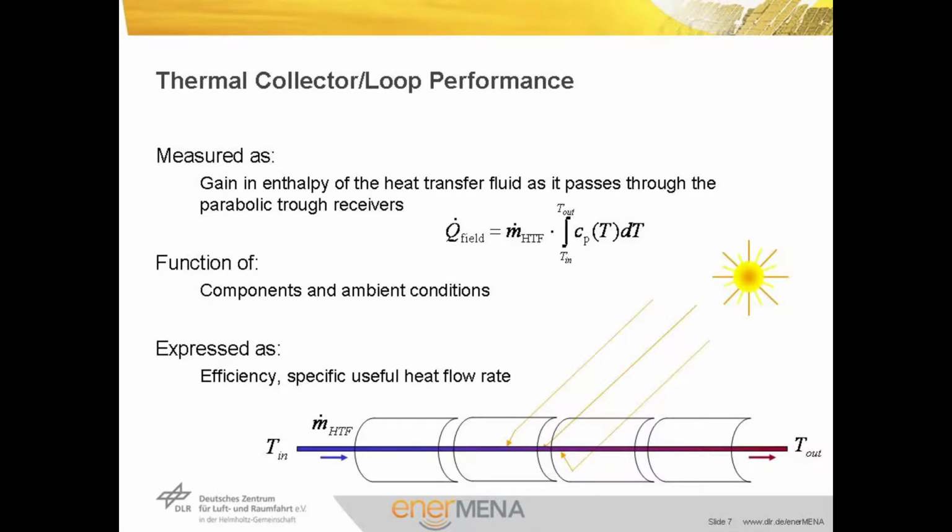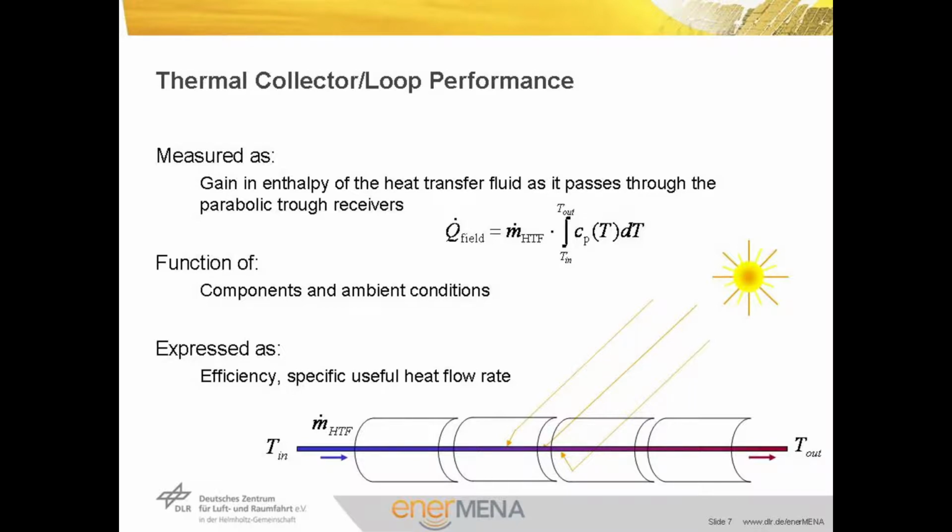What is an adequate measure to quantify the thermal performance of a parabolic trough collector, loop, or field? As the heat transfer fluid passes through the collectors, it gradually heats up. The overall thermal performance of a parabolic trough system is thus expressed as the gain in enthalpy of the heat transfer fluid between the system inlet and outlet. To this end, the mass flow rate of the HTF and its temperature at the system inlet and outlet have to be measured. The specific heat capacity of the HTF can be determined in laboratory tests.